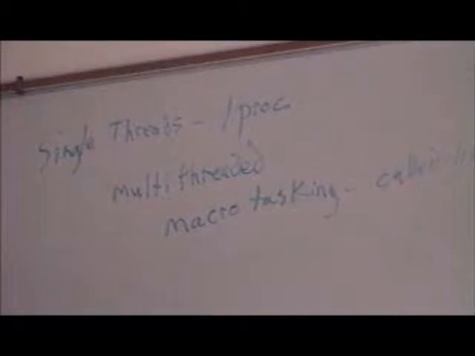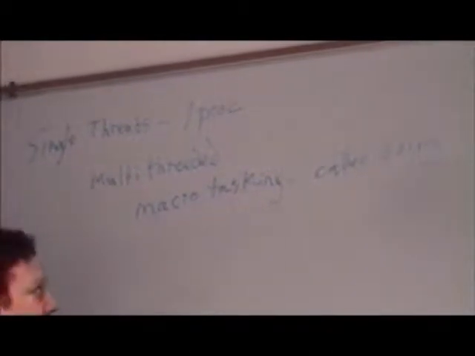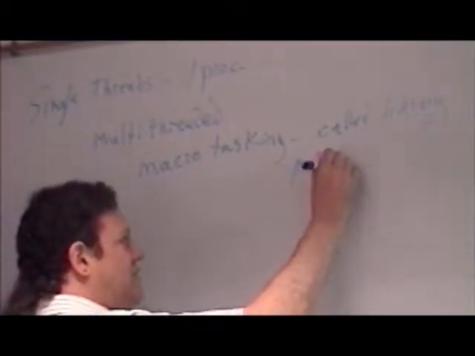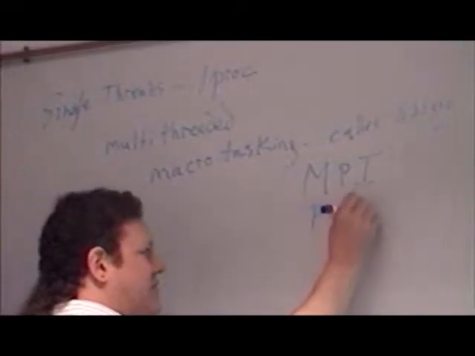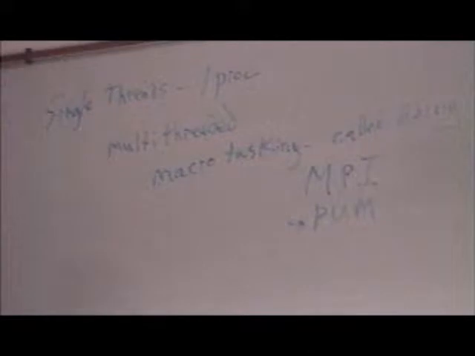Now that original library has been standardized these days. There is only one standard for macro tasking. Anybody know what I'm talking about? MPI. That has grown into MPI. There's also PVM, but that's really not a standard. It's commonly used out there, but MPI is the library interface to do multi-threading, where you actually have to call the library routines to do things. PVM is parallel virtual machine.